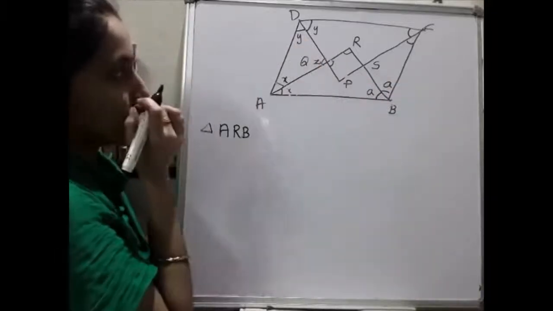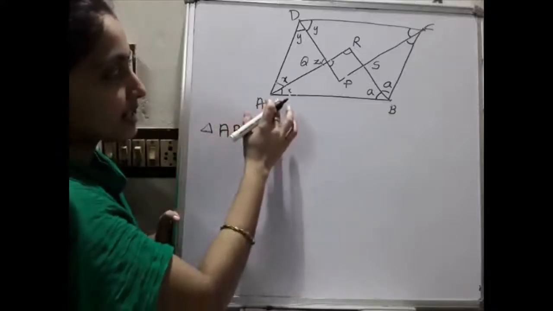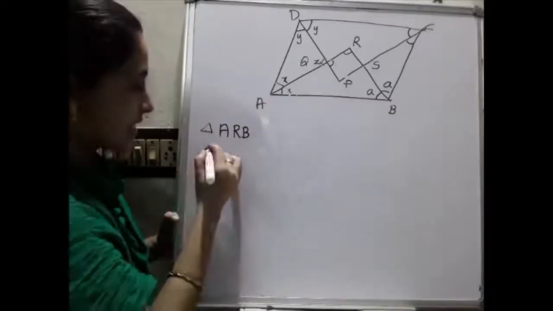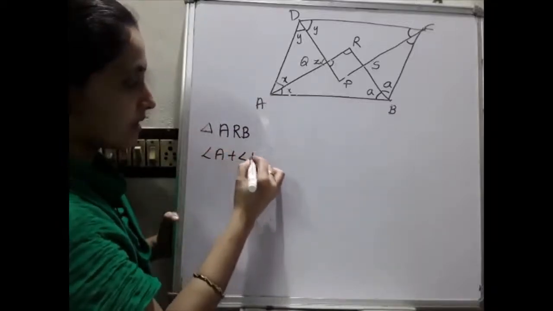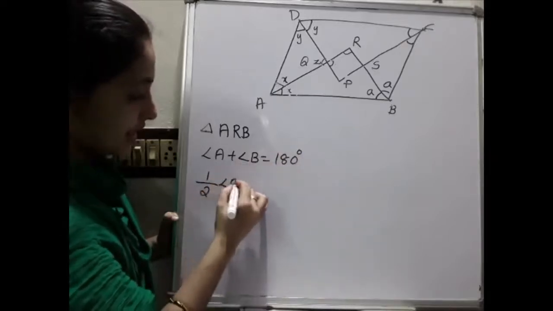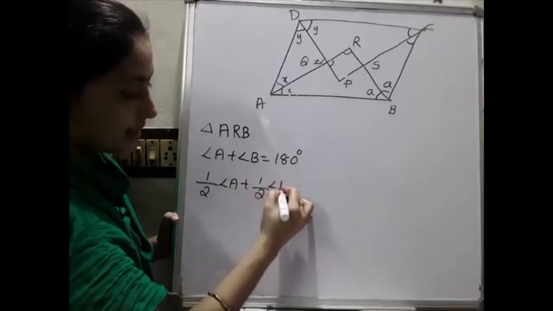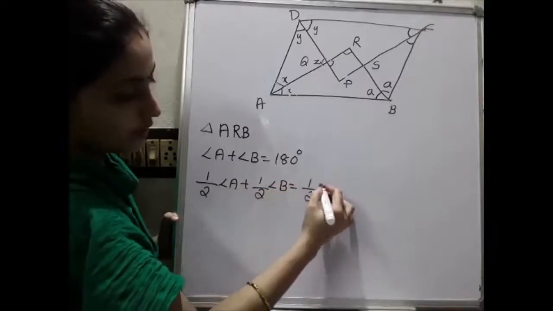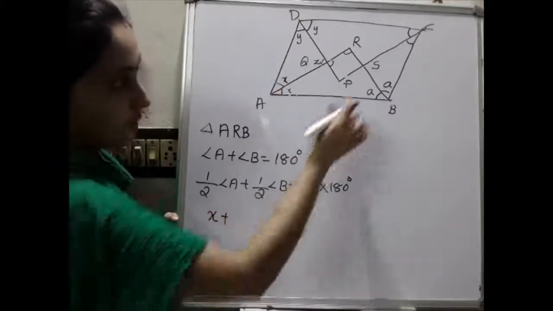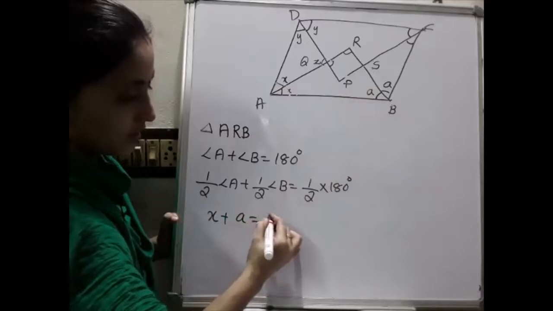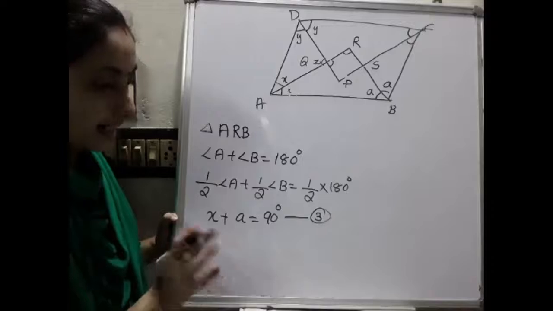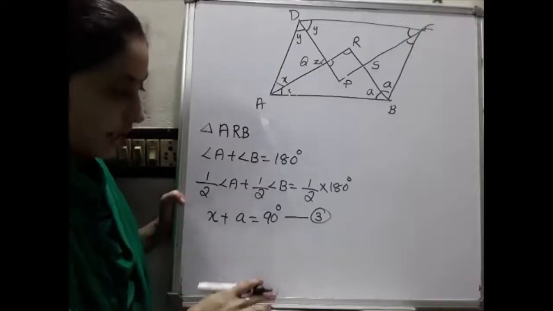So listen here please. Here also what can we write? This is a parallelogram. So A plus B is equal to what? 180 degrees, is it? So angle A plus angle B will be equal to 180 degrees. So we can take half. Half angle A plus half angle B is equal to half into 180 degrees. Half angle A means x, and half angle B means y, so x plus y is equal to 180 by 2, that is equal to 90 degrees. I will mark this as equation number 3. So this you got.